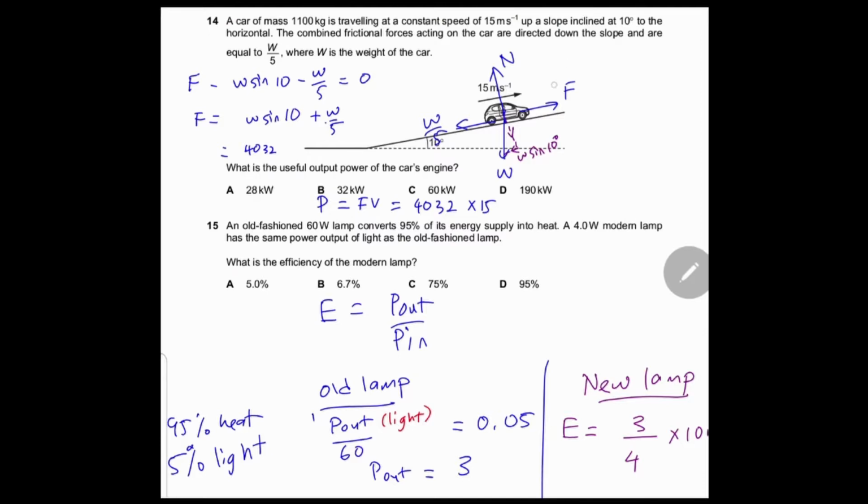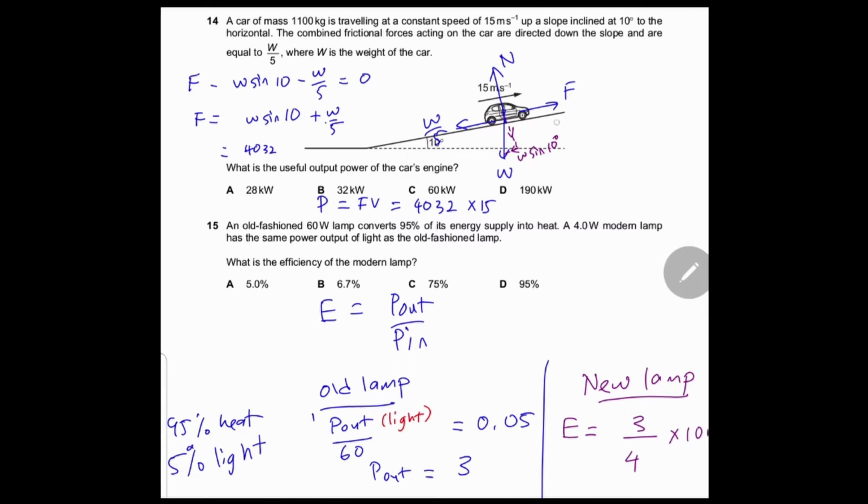For question 14, if you want to find the useful output power, remember that your output power will be an exerted force F times your velocity. Now velocity is given to you, 15 meters per second, so all you need to do is to find the exerted force. So how do I find the exerted force?